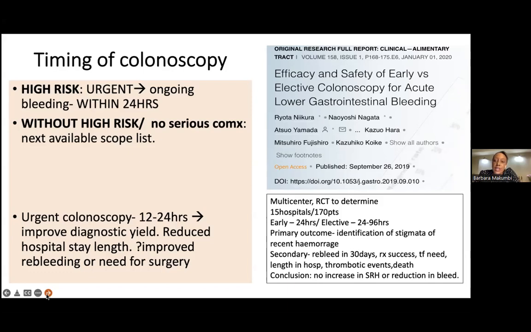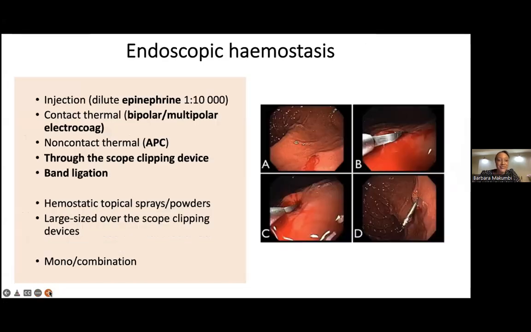So there was a paper that I looked at that looked at the efficiency and safety of early versus elective colonoscopy for acute lower GI bleeds. And this paper said there's no increase in the amount of hemorrhagic stigmata found when you do your colonoscopy. And they said that there's no reduction in the amount of rebleeding, which actually was stipulated in the guidelines. There are a few papers on this, and they all say different things.